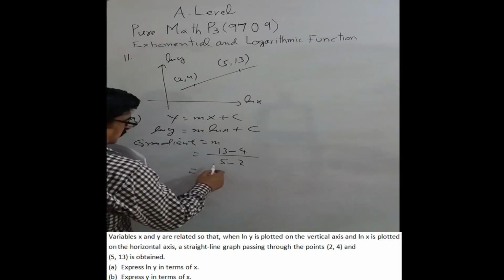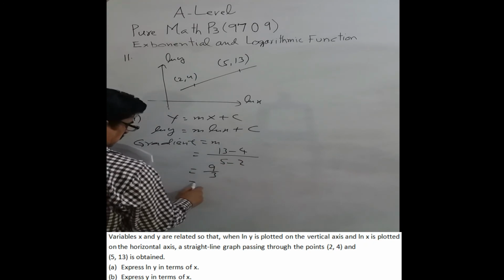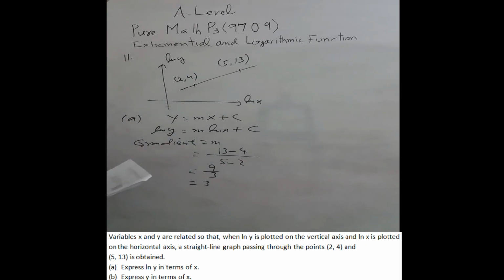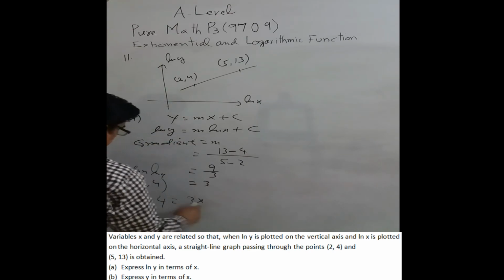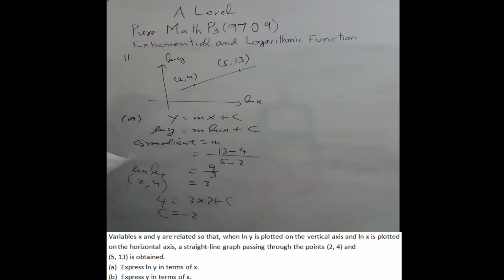Now it is 9 over 3, and it is 3. The gradient is 3. Now to find the y-intercept, we use the point (2, 4). Using this point, this is ln x and this is ln y. Putting into this equation, 4 = 3 × 2 + c, 6. So c is equal to -2.